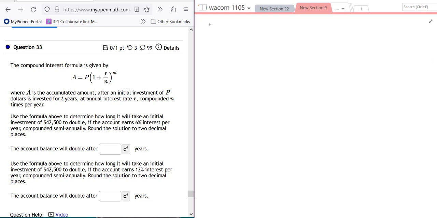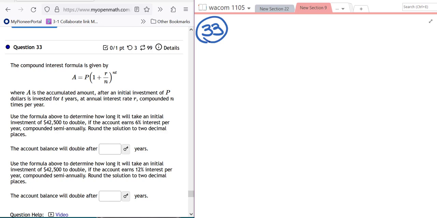All right, so 33. So this is our formula for compound interest. And they tell us again what all these pieces stand for. All right, so we are going to invest $42,500. This is our P. The account earns 6% interest. We're going to change that to a decimal. Drop your percent 2 places to the left. Compound semi-annually. That means 2 times in a year. So our N is 2. And at the end we'll round.